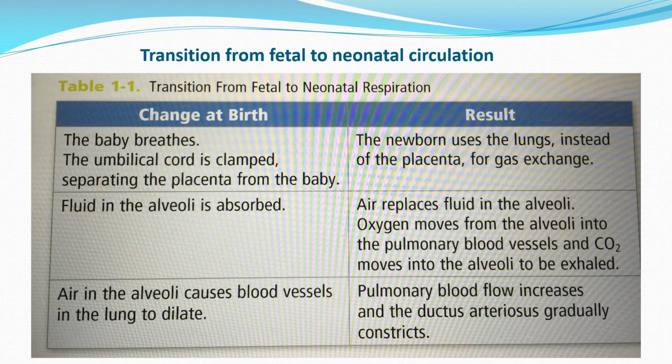And this is the transition, as we said, from fetal to neonatal respiration. The baby breathes, the umbilical cord is clamped, separating the placenta from the baby. The newborn will use his lungs instead of the placenta for gas exchange. The fluid in the alveoli is absorbed, and air will replace the fluid in the alveoli. Oxygen moves from the alveoli into the pulmonary blood vessels, and CO2 moves into the alveoli to be exhaled. The air in the alveoli causes blood vessels in the lungs to dilate or relax, and this will cause pulmonary blood flow to increase, and the ductus arteriosus gradually constricts.